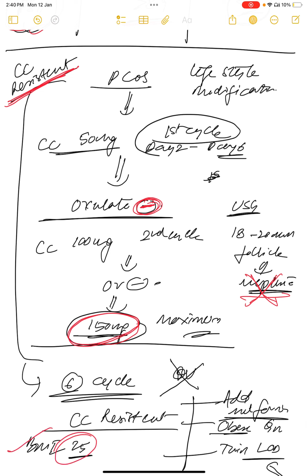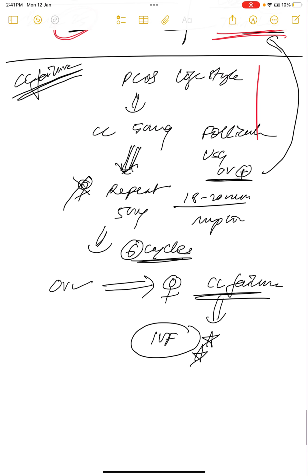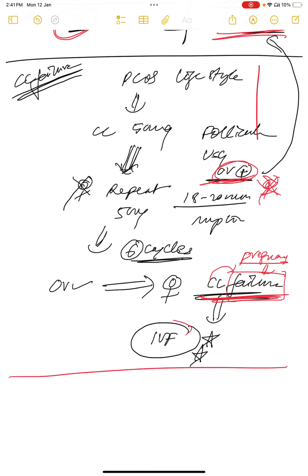In case of obese, that is BMI 25, you will add metformin, gonadotropins; in thin patients, laparoscopic ovarian drilling. Lifestyle modification is the first step. In case of PCOS where ovulation occurred but she's not getting pregnant, that means clomiphene failure. So remember, clomiphene failure really means pregnancy failure. There is no pregnancy. For these people, you will go for IVF. There is no gonadotropin and metformin in this kind of patients. Thank you.